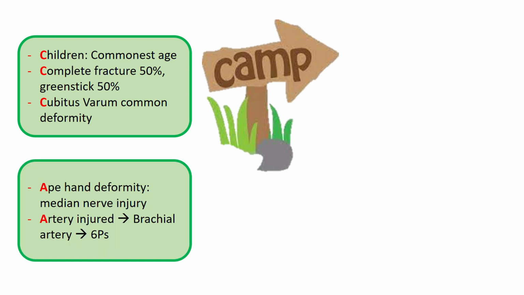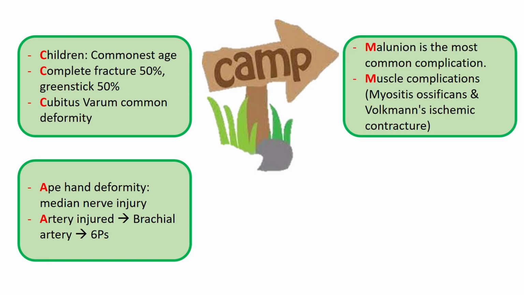For letter A, we'll use ape-hand deformity as the median nerve injury, and arteries injured: the brachial artery, which is presented with the 6 common P's. For letter M, malunion is the most common complication, and the muscular complications are myositis ossificans and Volkmann's ischemic contracture.